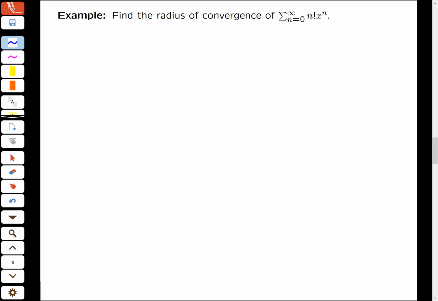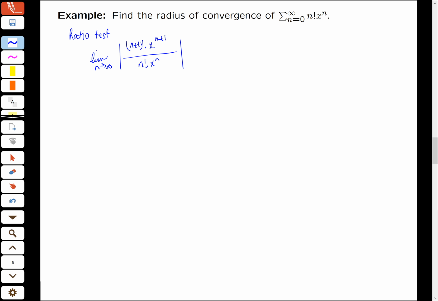So let's look at an example. Find the radius of convergence of the series n equals 0 to infinity n factorial x to the n. So I have to do my ratio test first. We're going to have the limit as n goes to infinity. a_(n+1) would be (n+1) factorial x to the n plus 1. a_n would be n factorial x to the n.